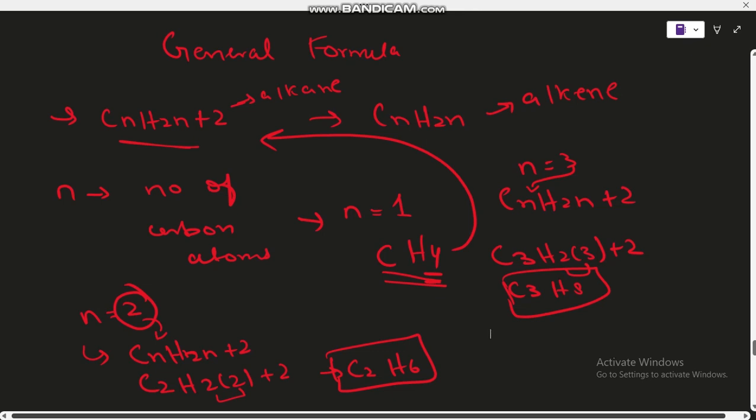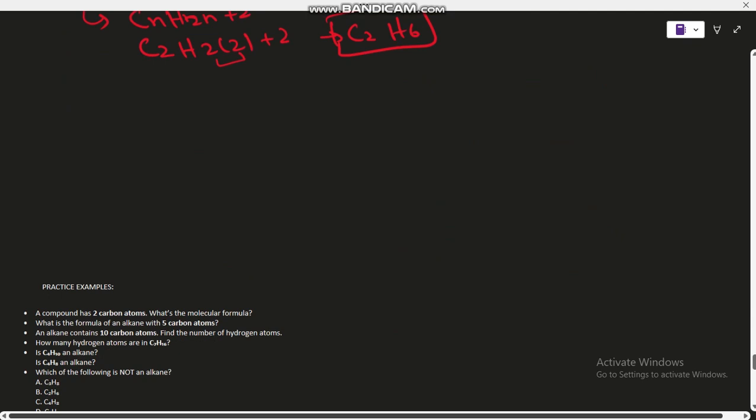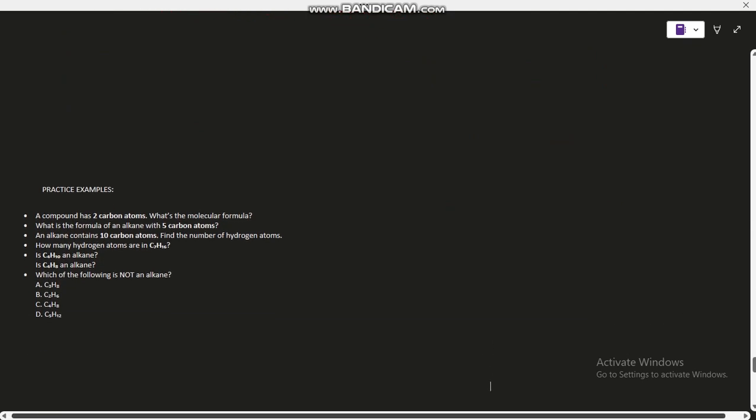Now let's do some practice examples. In question number 1, it says a compound has 2 carbon atoms. What's the molecular formula? Let's just mark this question number 1. If someone says that the compound has 2 carbon atoms, what did we say? The number of carbon atoms will be denoted by the letter n. So in this case, the number of carbon atoms is 2.